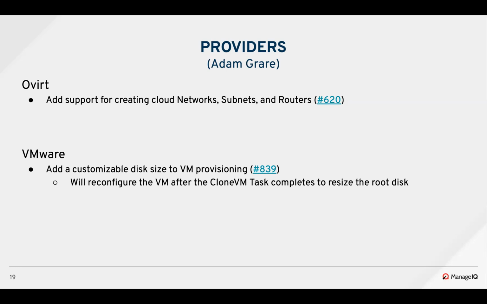And for VMware, as we mentioned previously, the customizable disk is an option on VMware VM provisioning now. Essentially what this does is after we finish provisioning or cloning the template to the target VM, we will do a reconfigure at the end to resize the root disk size. It can only be increased, and it only will work on the first disk. So before we power the VM on, we'll do a reconfigure to extend the size of the disk so that it's available once the VM is powered on. That is it for providers.